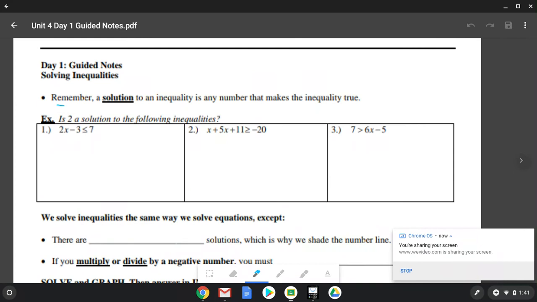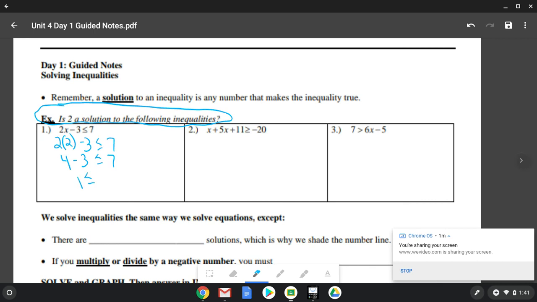It asks you this question up here: is 2 a solution to these inequalities? Well, a solution makes the inequality true. So if it makes it true, the answer is yes. If it doesn't make it true, then the answer is going to be no. Let's take a look at this first one. If we plug in the number 2 for x, we have to substitute it and then do what we talked about in Unit 2, which is evaluate. So we're going to simplify this down and see what we get.